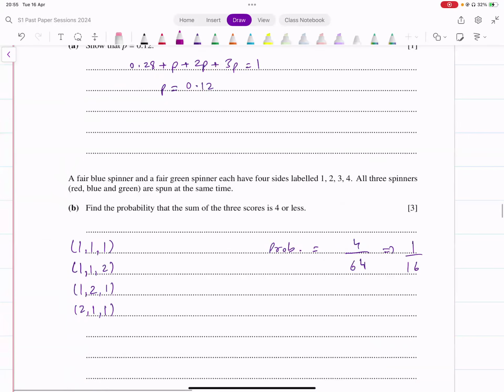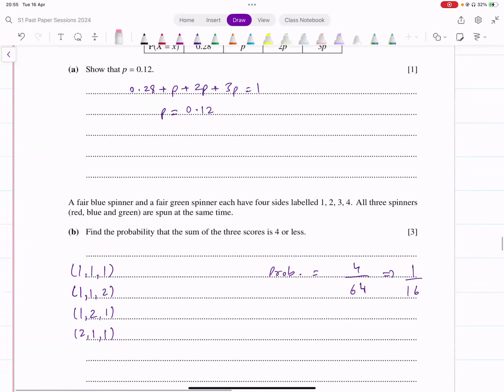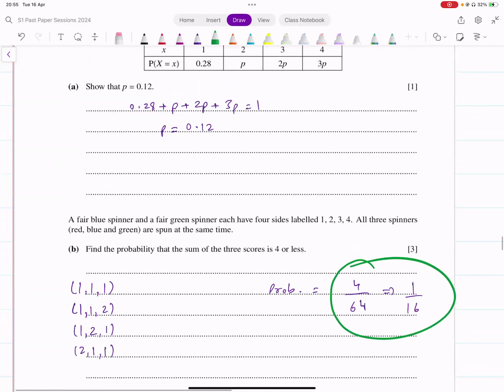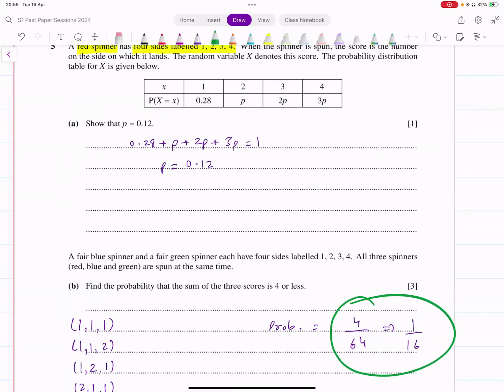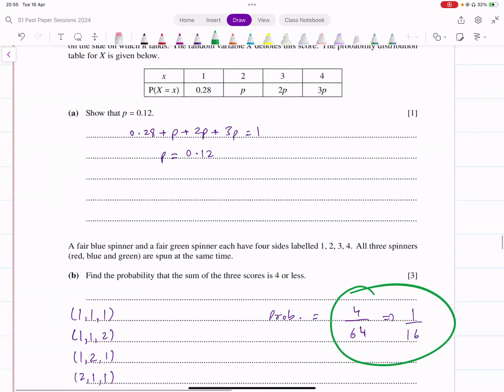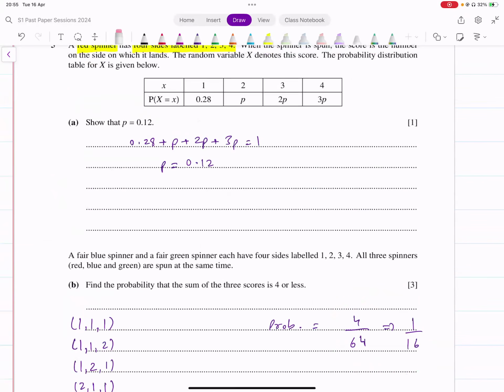We had to find the probability of the sum of the 3 scores being 4 or less. Now we could do this if all the spinners were fair. But these are not fair spinners. Not all of them are fair. So we missed that here. I'm sorry about it.